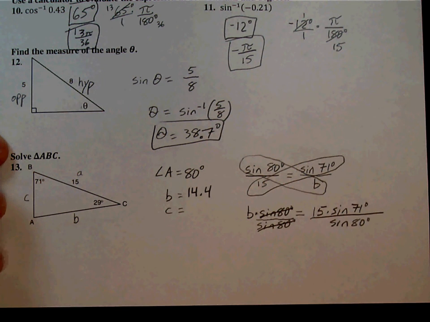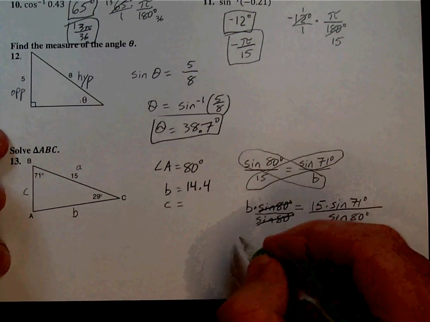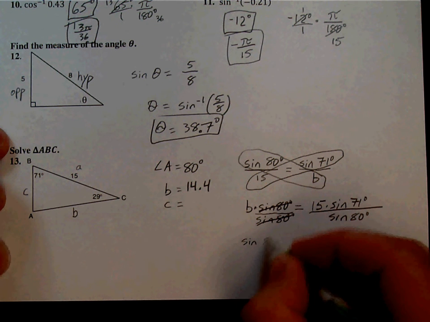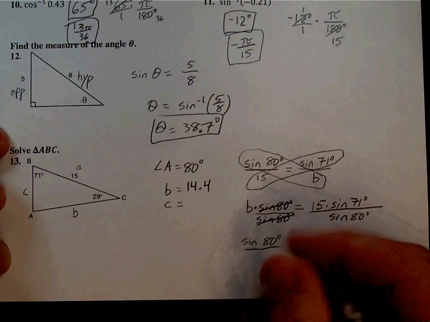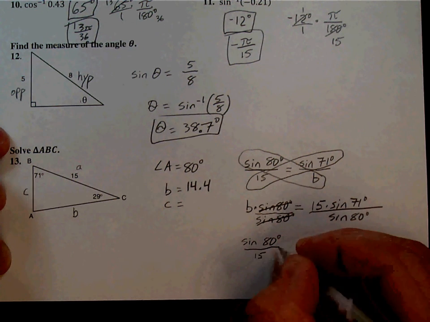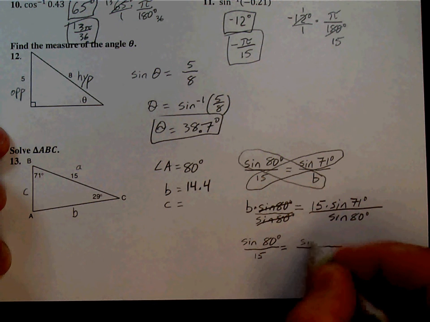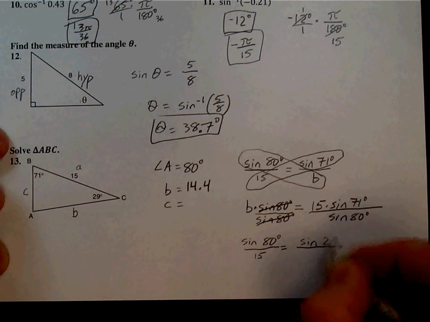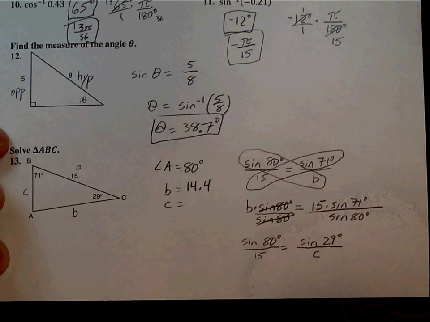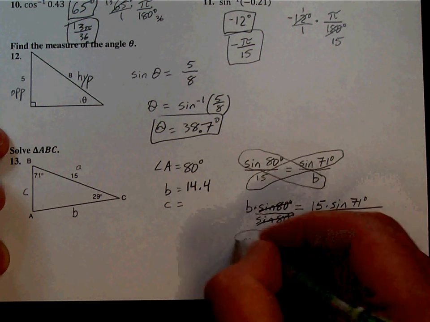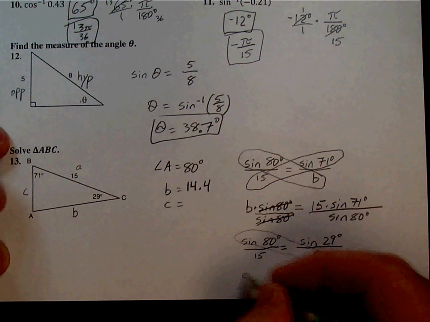And now I need to find C. So I'm going to do another law of sines problem. I will start with the A's again since I know both of those. And then I'll use C's because I need to find one of those. So sine of angle C, that's 29 degrees. Over side C, I don't know that, so I'll cross multiply. So C gets multiplied by sine of 80.